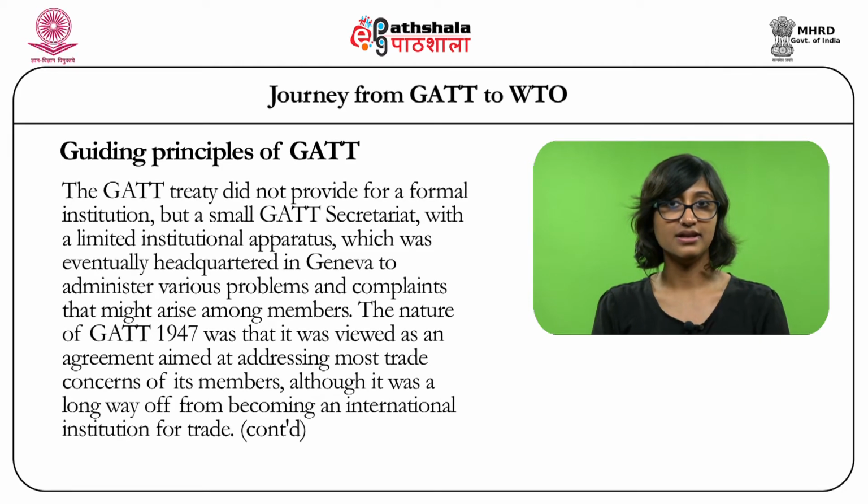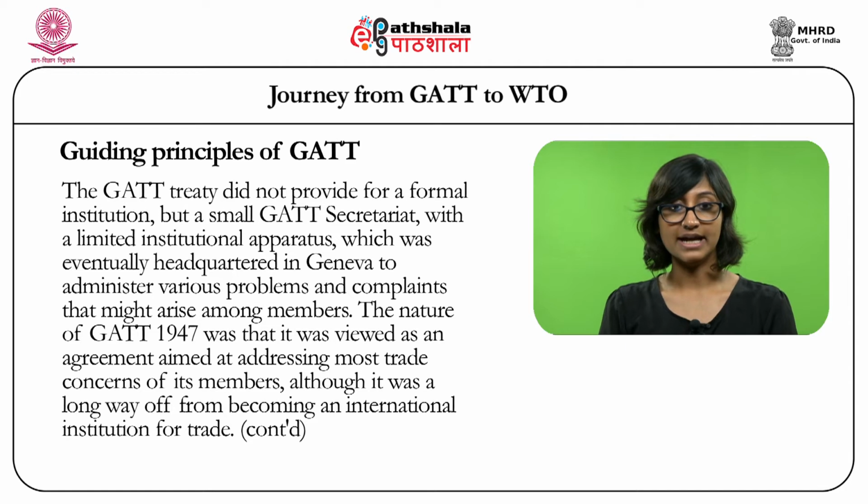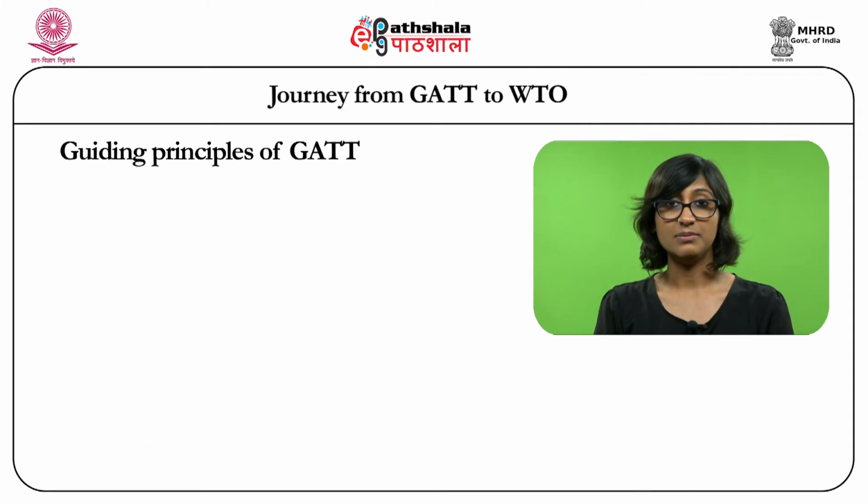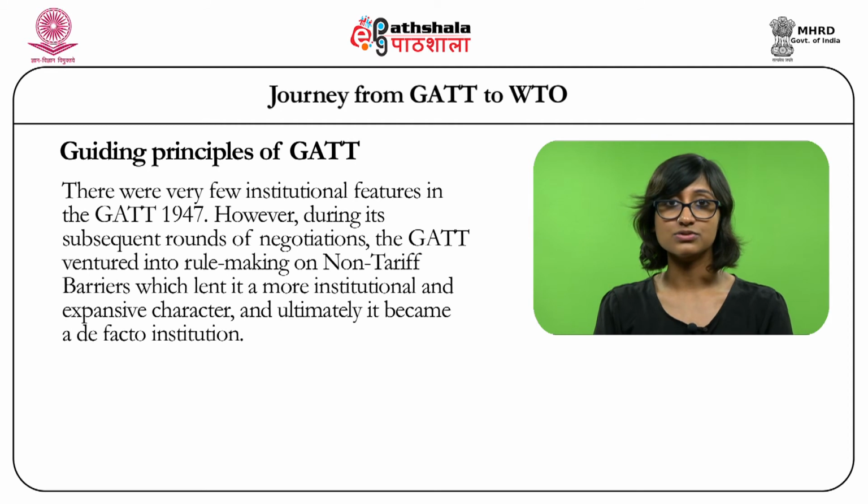The GATT treaty did not provide for a formal institution, but a small GATT secretariat with a limited institutional apparatus, which was eventually headquartered in Geneva to administer various problems and complaints that might arise among members. The nature of GATT 1947 was that it was viewed as an agreement aimed at addressing most trade concerns of its members, although it was a long way off from becoming an international institution for trade. It must be noted that there were very few institutional features in the GATT 1947.